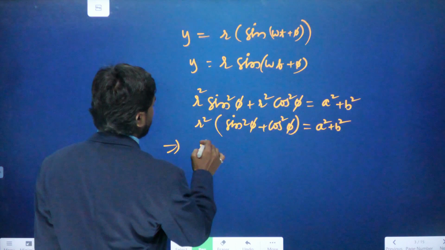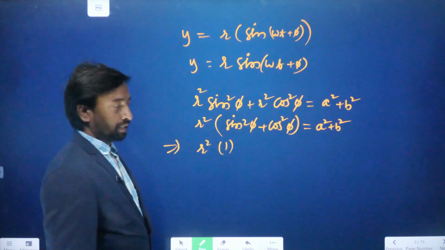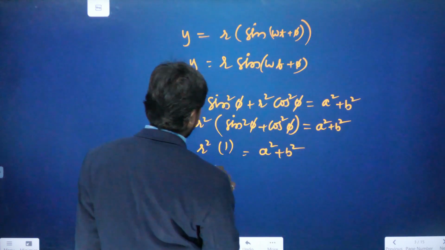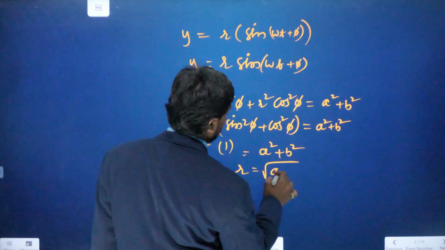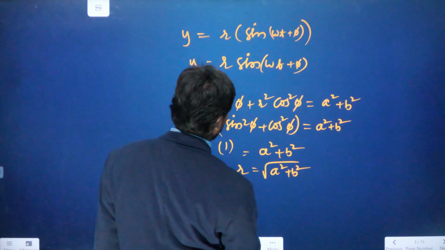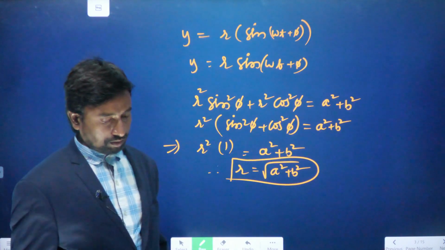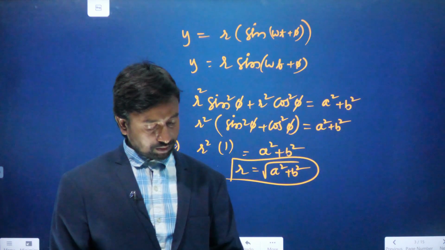So r square is equal to a square plus b square, since this value is 1, from the first trigonometric identity. Therefore the resultant amplitude is the square root of a square plus b square. That is the answer. So the fourth one is the right answer.